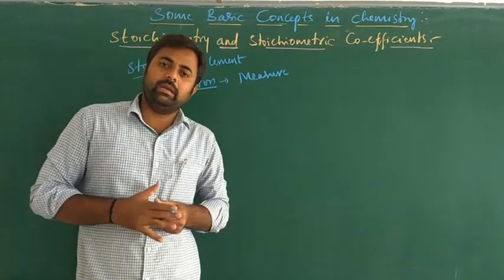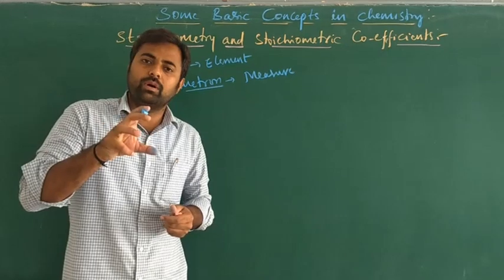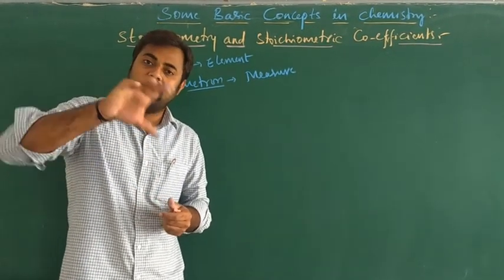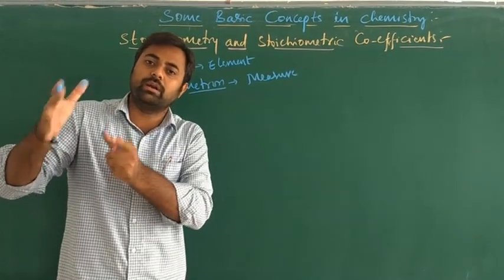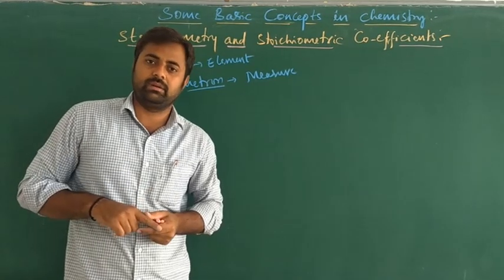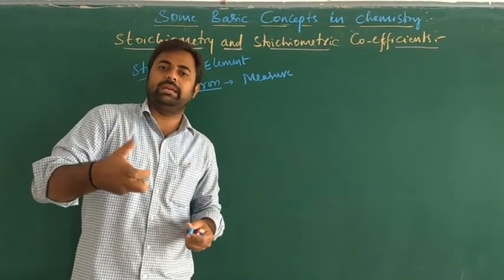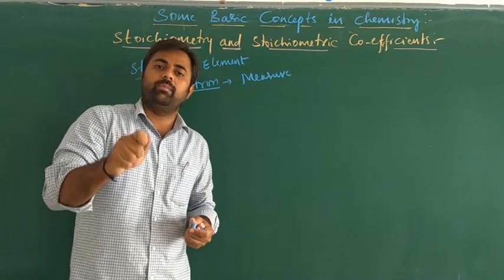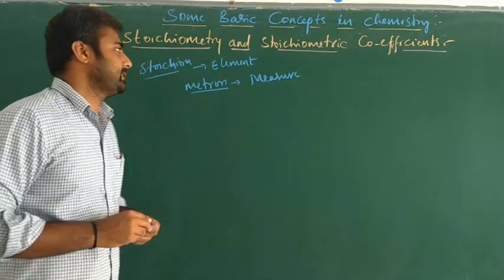This stoichiometry represents or indicates the amount of reactant or volume of reactant required in a reaction and the amount of product obtained in that reaction. Very simple. This stoichiometry helps us to calculate the amount of reactants involved in a reaction and the amount of product obtained in a reaction.